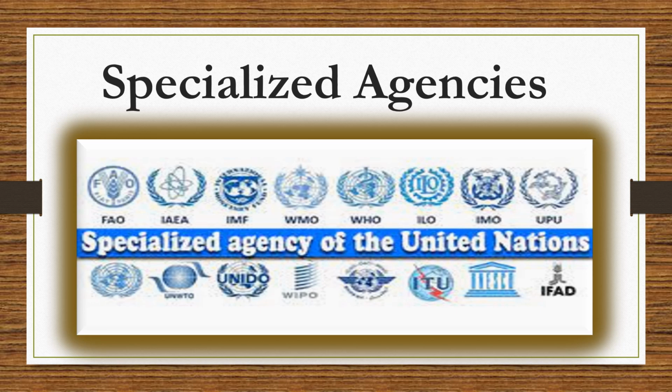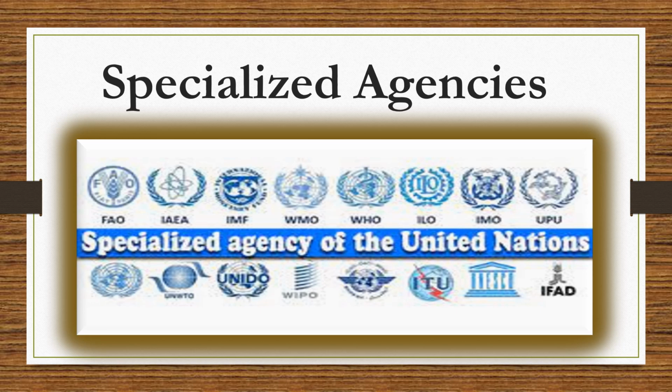The Economic and Social Council coordinates the activities of the agencies through consultations with and recommendations made to the agencies and through recommendations to the General Assembly and to the members of the UN under Article 57 and 63.